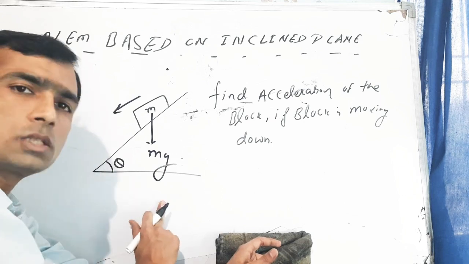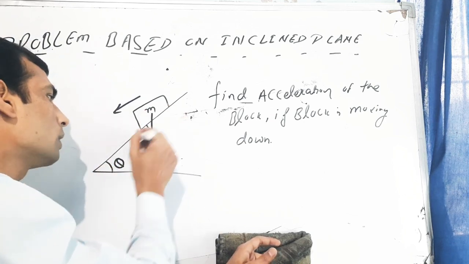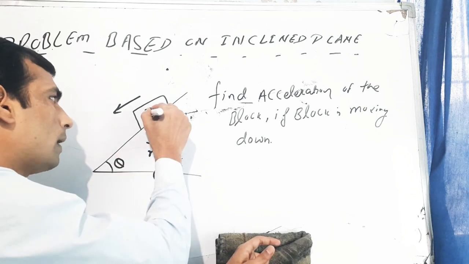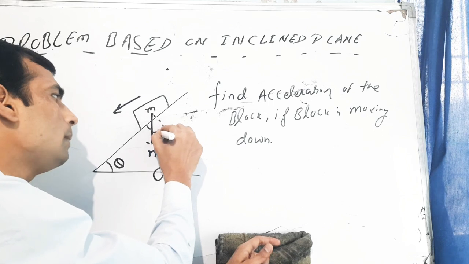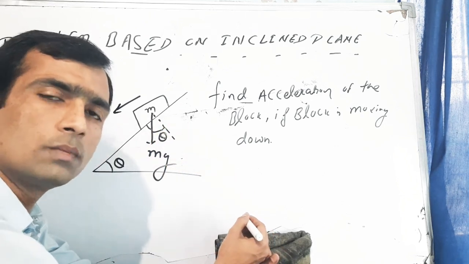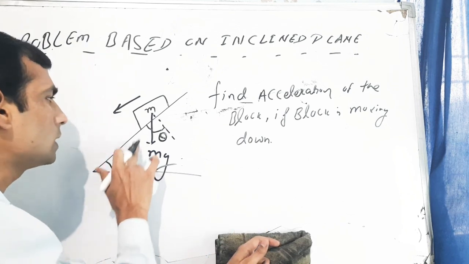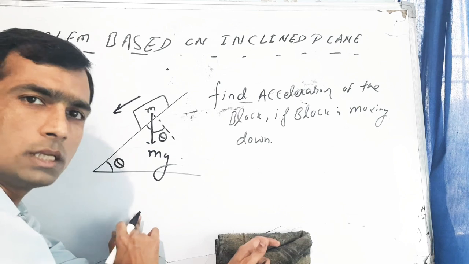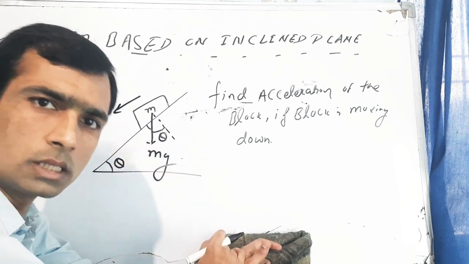m is the mass of the block, and the weight is mg. This is theta, this is 90 minus theta, and this remains theta. Students, I am going to repeat this, as it is a point that confuses students. This is theta, this is 90 minus theta, and this remains theta.